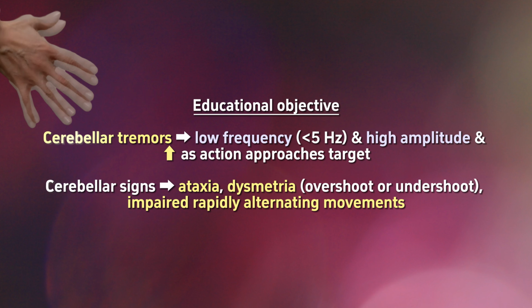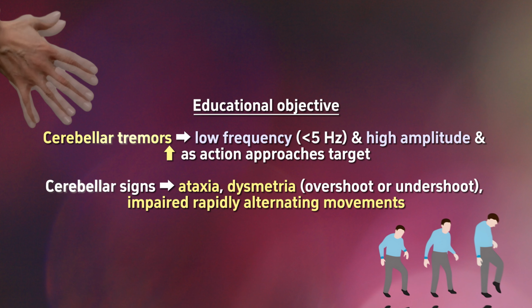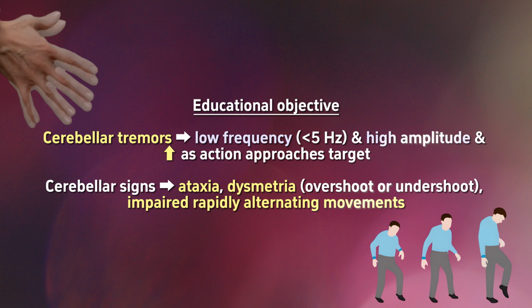Educational objective. Cerebellar tremors are classically low frequency, less than 5 Hz, and high amplitude, and increase as an action approaches a target. They are often accompanied by other cerebellar signs, including ataxia, dysmetria, and impaired rapidly alternating movements.